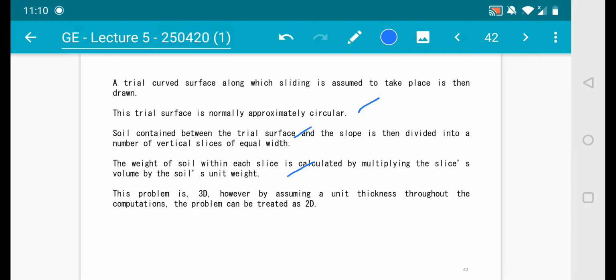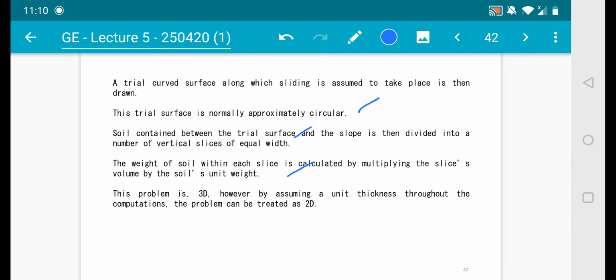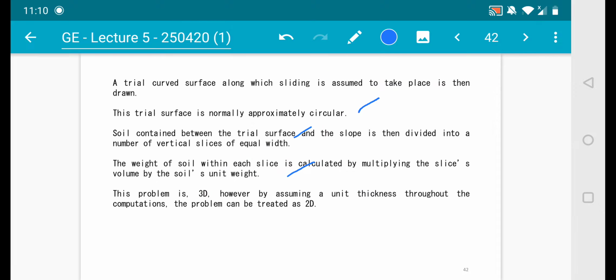Okay, now this problem is 3D. Why is it 3D? Because we're talking about volume. However, by assuming a unique thickness throughout the computation, the problem can be treated as 2D. So for the thing going that way, we assume 1 unit. Pretty easy.